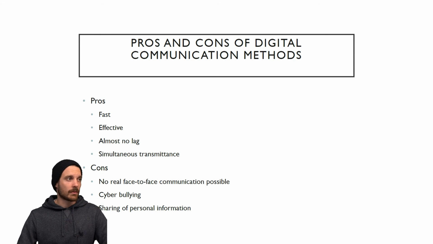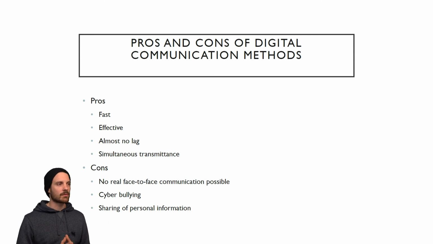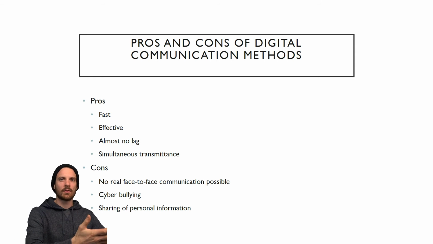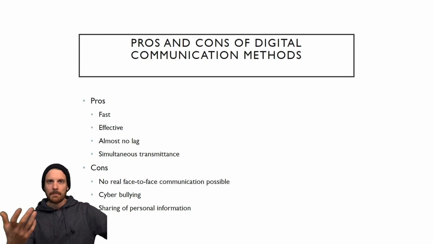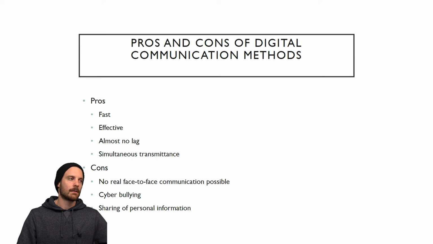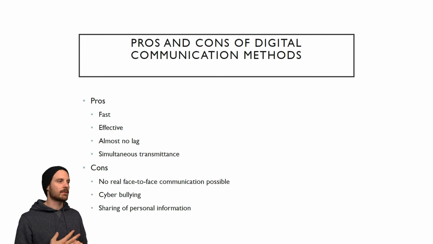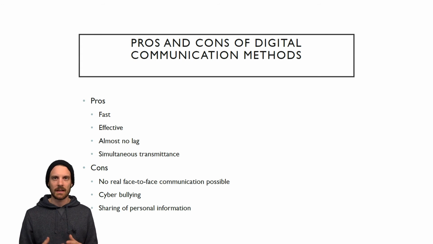Now I'm gonna talk about pros and cons of digital communication methods. Basically those are just a few pros and cons that came into my mind. If you have other ideas, maybe some cons of mine are even pros, or some additional pros or additional cons, write it in our comments and we let you know what we think of it. So basically the pros that I've written down here are fast, effective, almost no lag, and simultaneous transmittance. I think those are very clear-cut pros. Those are all pros that focus on nowadays digital communication methods.